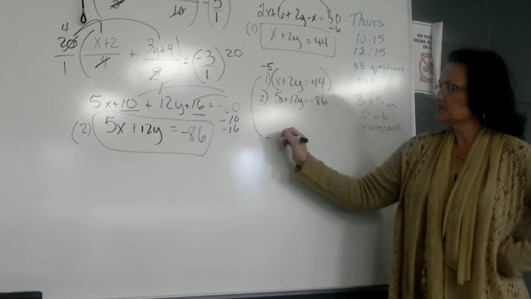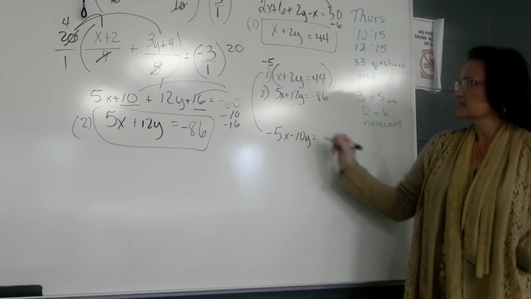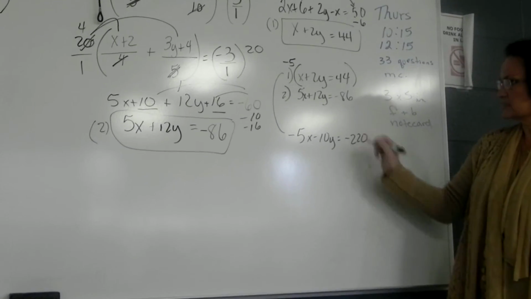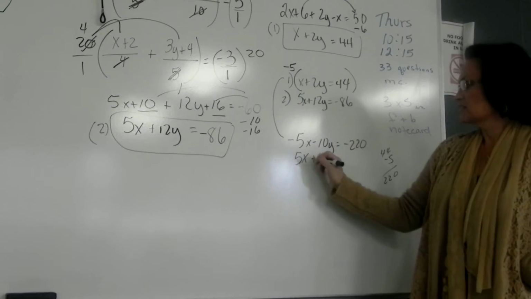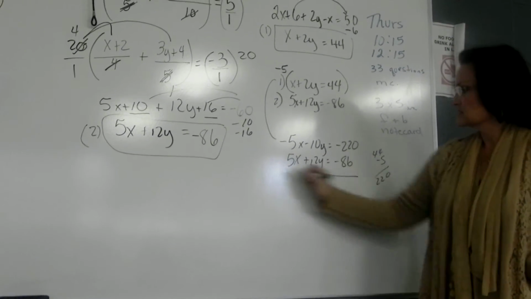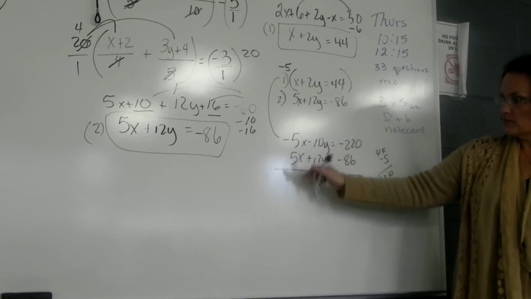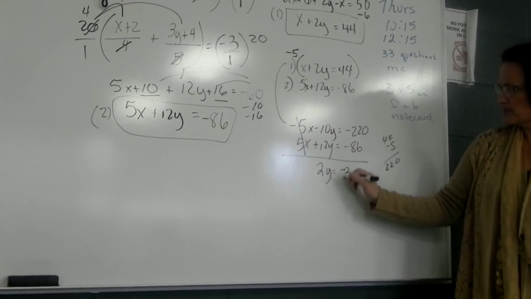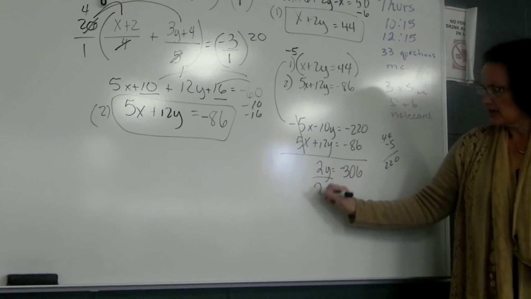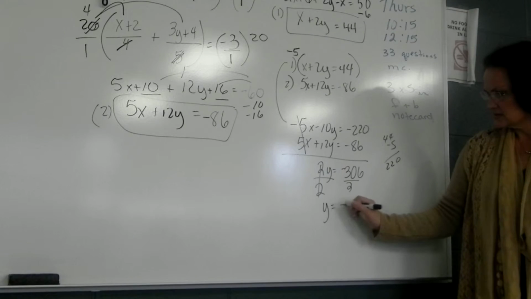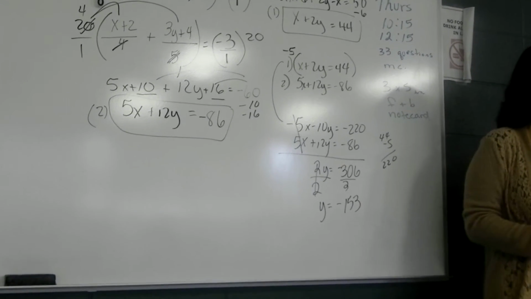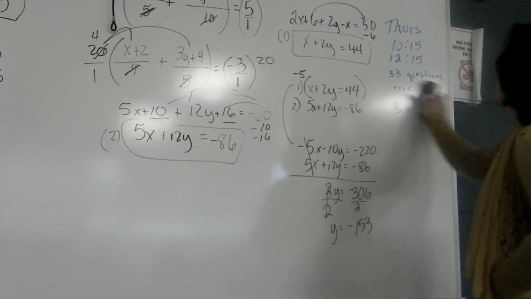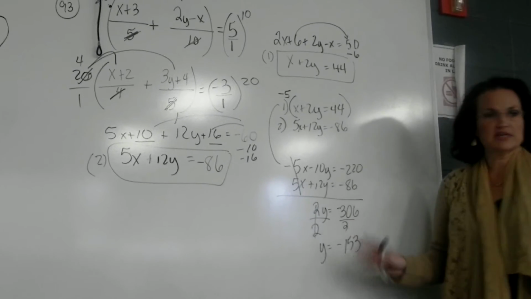So equation 1 times negative 5 looks like this. Let's see, negative 5 times 44. You ought to type that on your calculator. It's negative 220. Equation 2, leave it alone. I don't have to manipulate it. It's already got a common number that cancels out. So 2y equals negative, I think that's 306. Divide by the 2, and that's negative 153. So the y value should be negative 153. Remember, you always need its counterpart, so that's the y value.